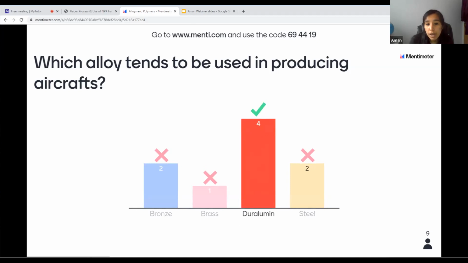Yes, it's got copper in it. Good. What's the main metal? Good. Aluminium. So aluminium and copper. Excellent. Well done.